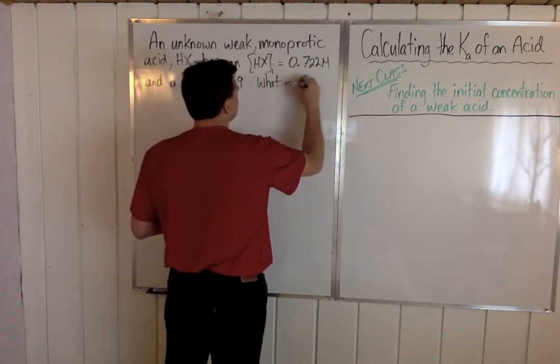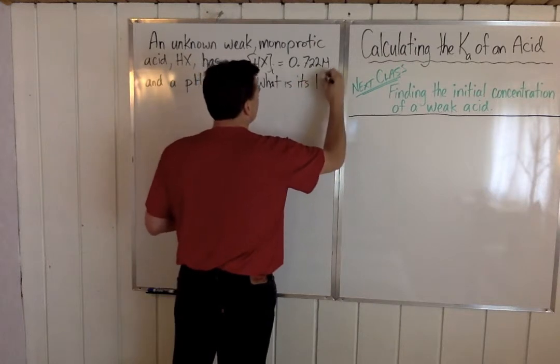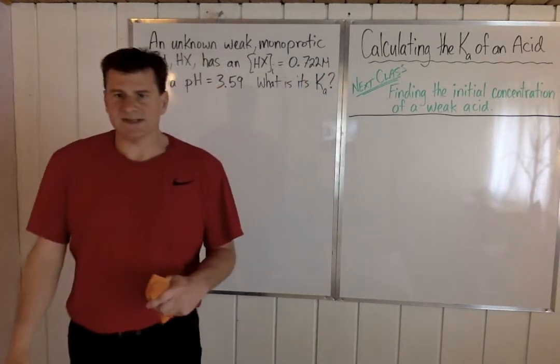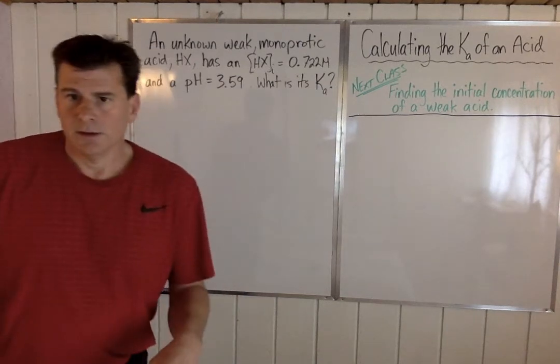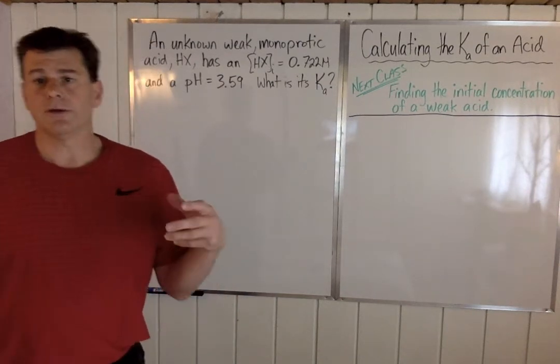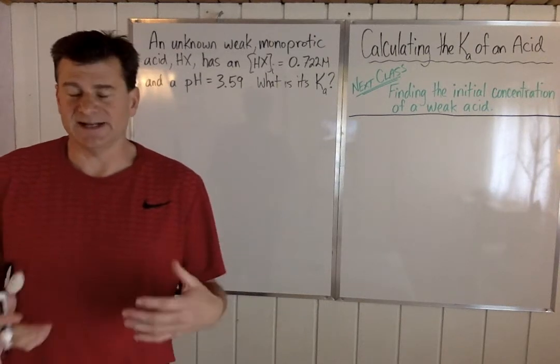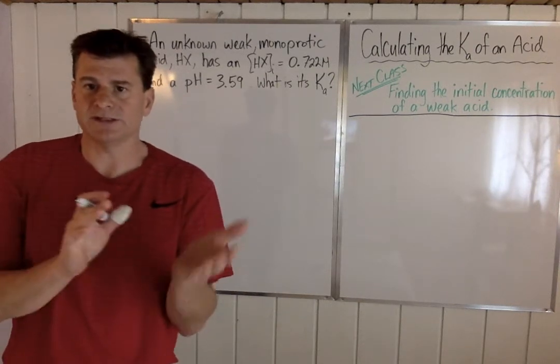What is its Ka? So we know the initial, we know the pH. Okay, so that's all we know. We know it's an acid, and it says it's weak, which means it forms an equilibrium.